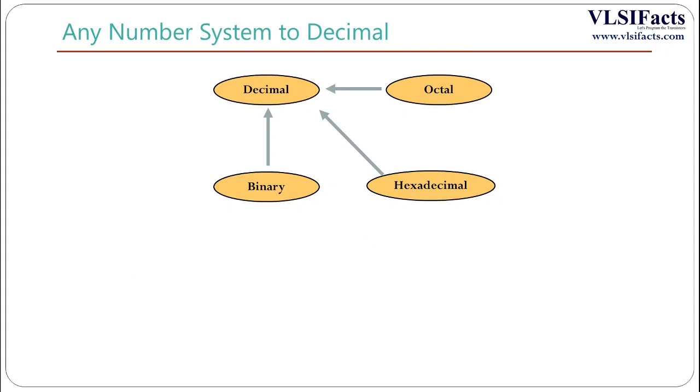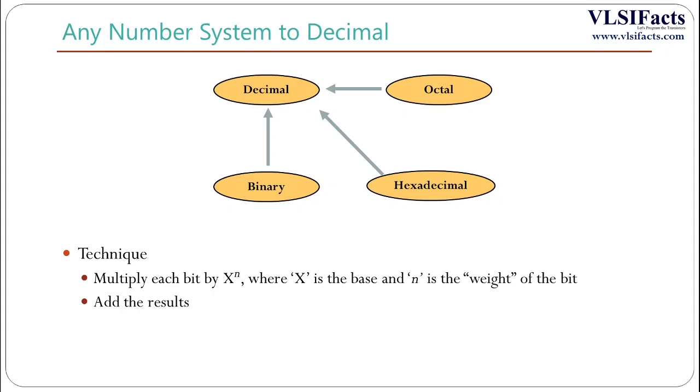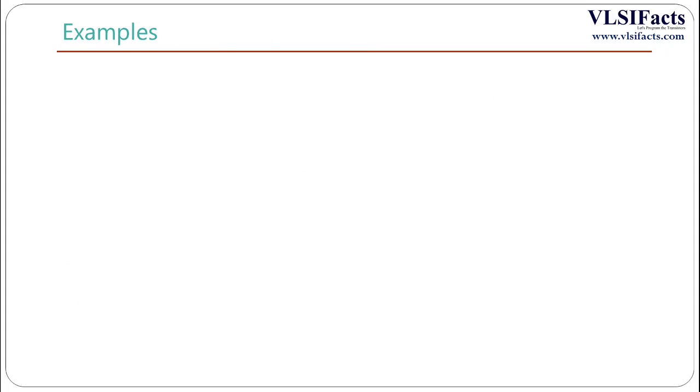Let us discuss how to convert any number system to its decimal form. The technique is multiply each bit by x to the power n, where x is the base and n is the weight of the bit. Then add all the results to get the final decimal number. Let us solve some examples.